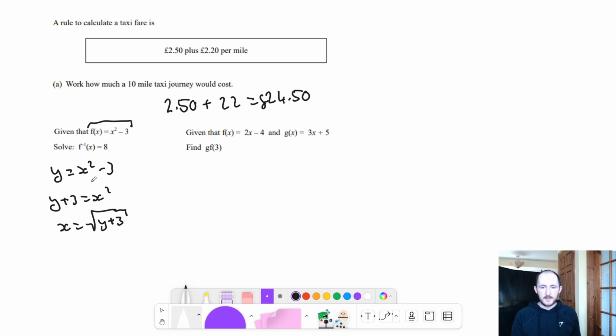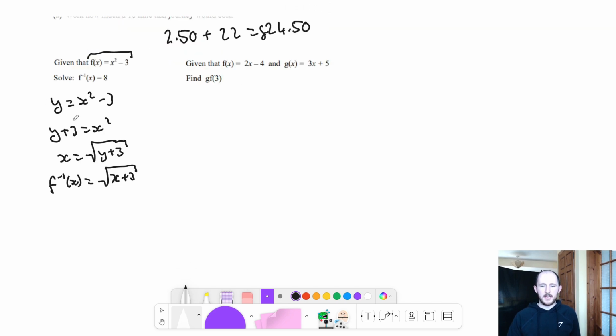The last thing you need to do is replace x with just the inverse operation symbol, like that, and replace y with x. And that is your answer. Now we have to solve that it equals 8, so we just have 8 is equal to the square root of (x plus 3). So square both sides to get rid of the square root.